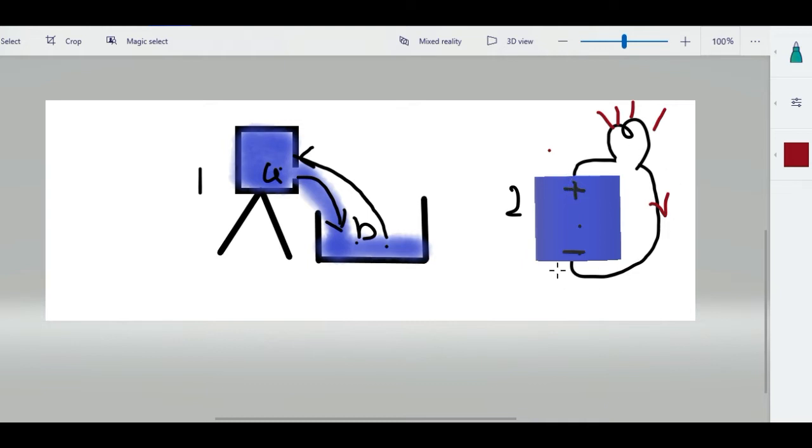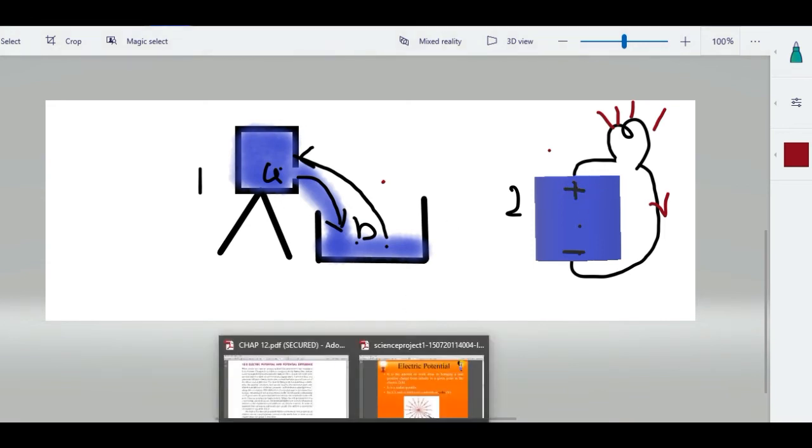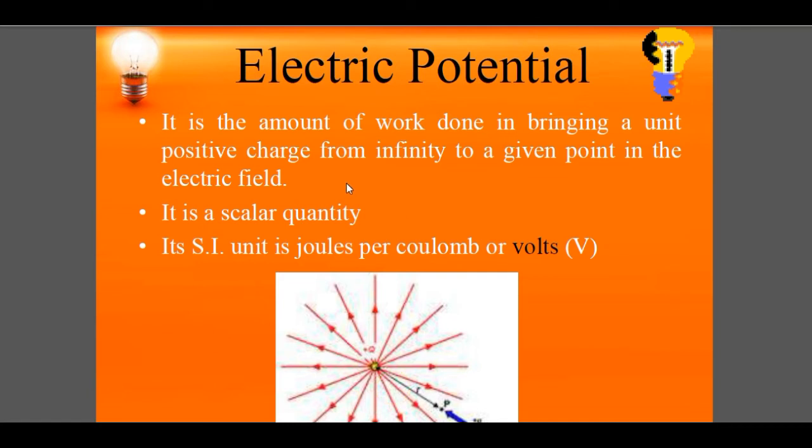But how is this high level created? Here we are using the water level, but in a circuit, how is the high level created? So now come back to our slides. We will see what that level difference means. That is basically known as electric potential. Electric potential is defined as the amount of work done in bringing a unit positive charge from infinity to a particular point, and this is how potential difference is created.